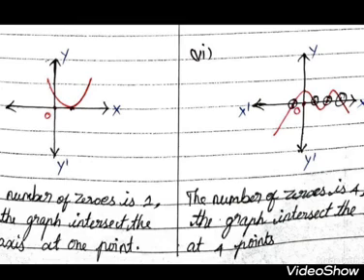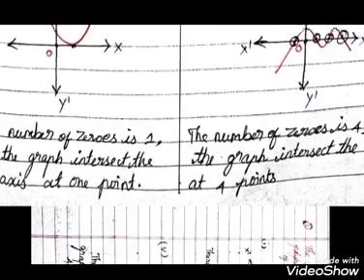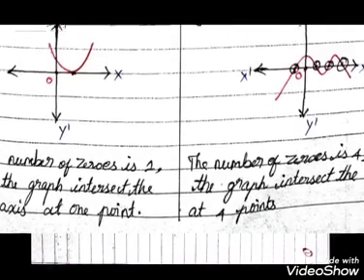The graph may intersect the y-axis at any number of points, but we can't take that as zeros. We have to take the number of points where the graph intersects the x-axis. So next we move on to the exercise sums.